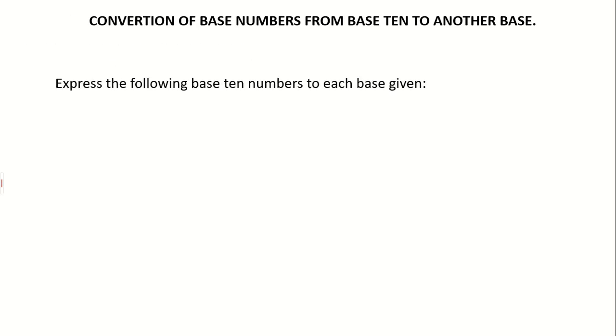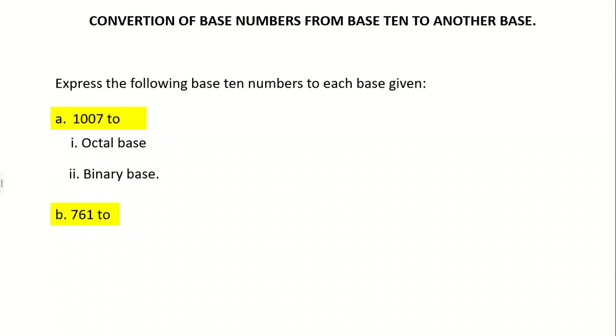Express the following base 10 numbers in each base given. This is the first one: 1007 to base 8. Note, octal bases are base 8 numbers. Then convert it to binary, that means numbers in base 2. The second question: 761 to be converted to base 12 and also to base 16. Let's start from somewhere.